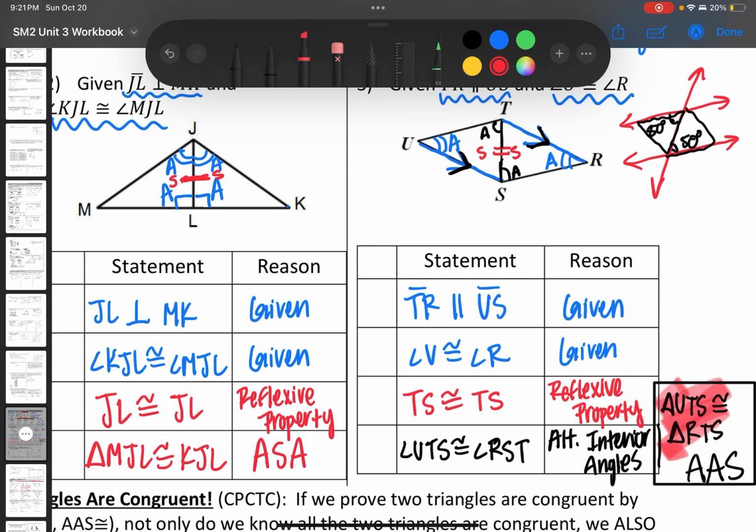So that's how we write a proof. Start with what's given, and then do a little digging. Find out if you can see any angles that are congruent, like vertical angles or alternate interior angles.